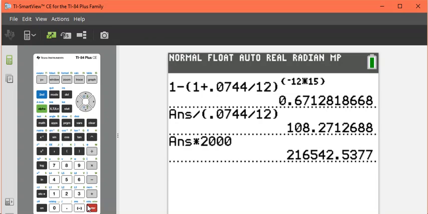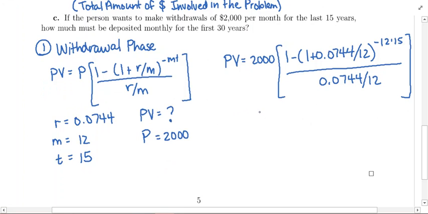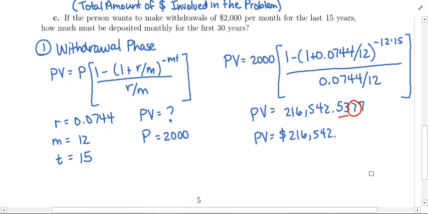Let's jot that down, round it, and then talk about what it means and how we go from there. So back to our notes here. PV came out of the calculator as this number. This is going to be a dollars and cents amount, so let's round it. Here we've got 53 cents, and the number after is a 7, so we have to bump up. So the present value is equal to $216,542.54. Again, this is not the final answer.